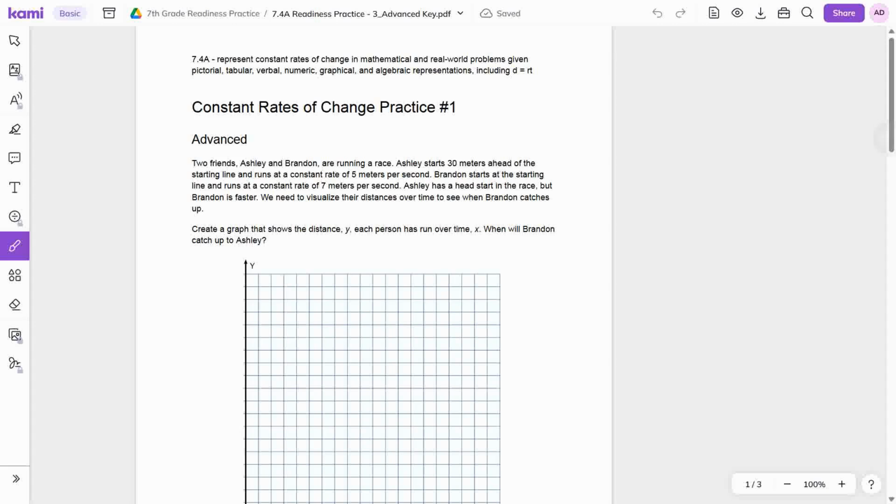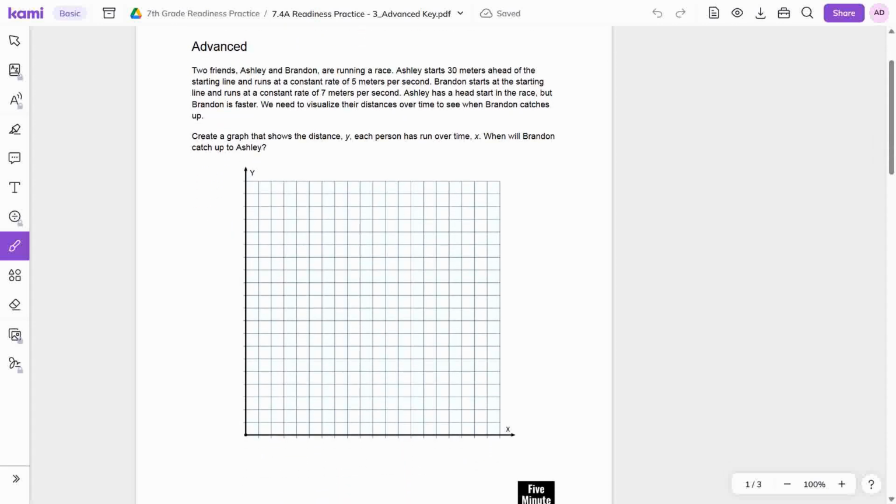All right, so we've got two different friends running a race here. And we have our distance is going to be y, and then our time is going to be x. All right, and so let's go ahead and label our axes here to figure out what kind of scale we want once we figure out what is actually happening.